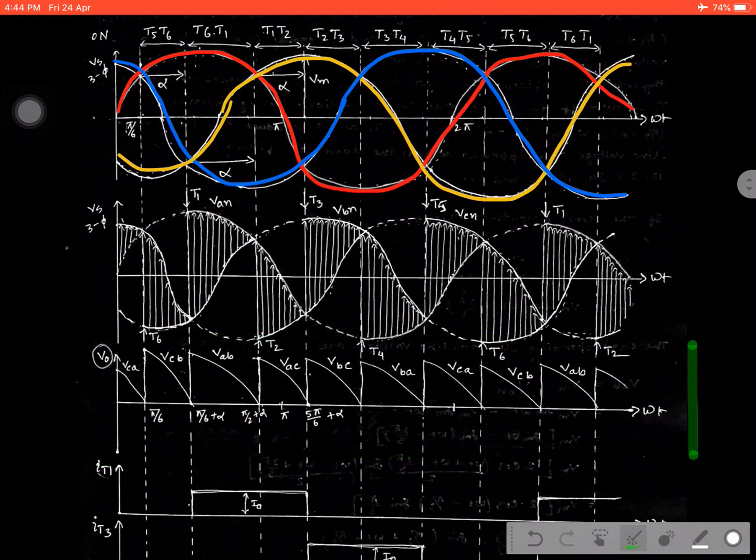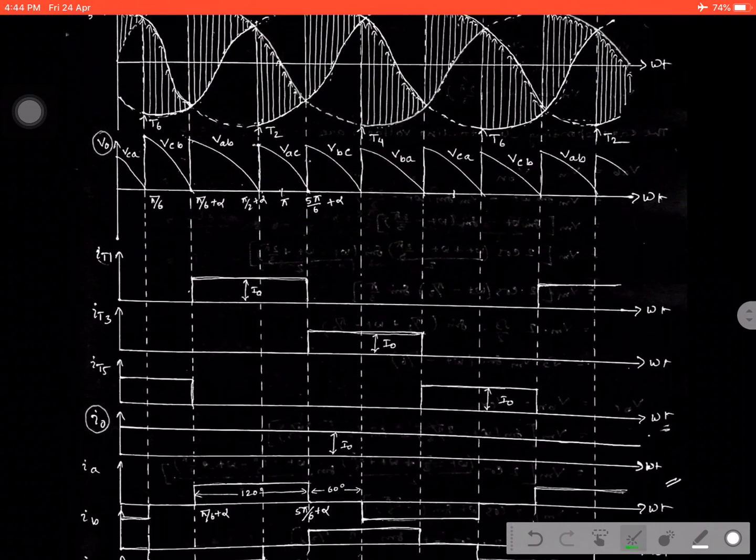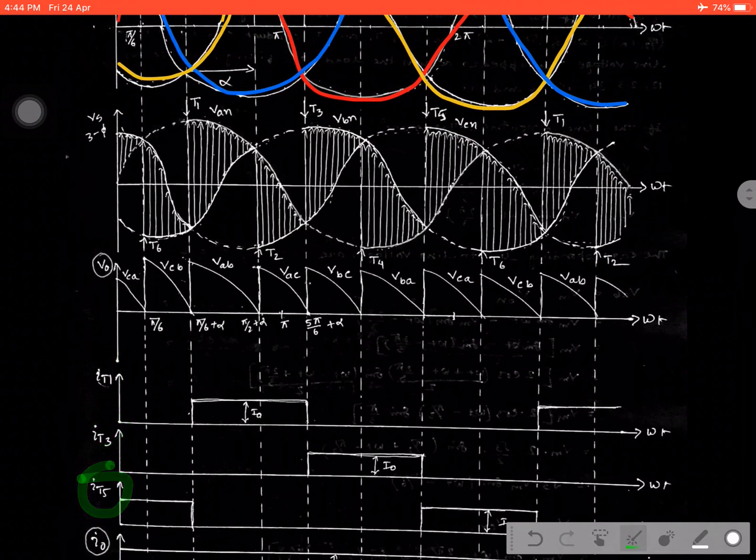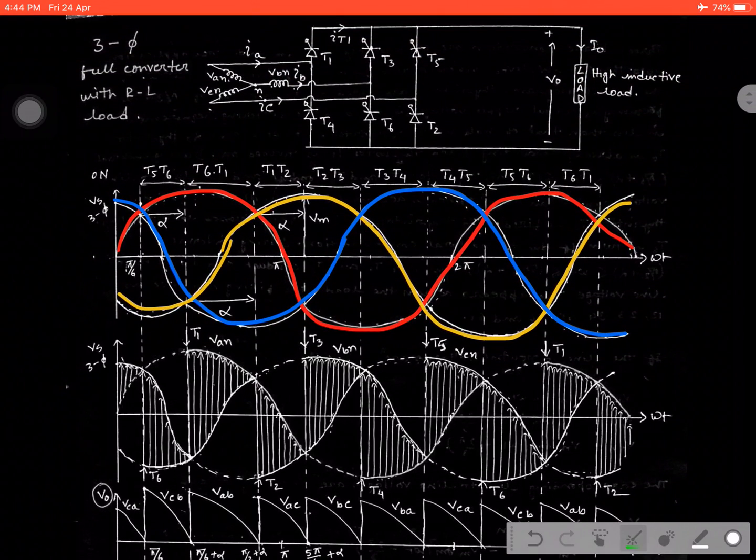Now the output current. This is the output current, which has to be taken from the individual thyristor currents. So go to the circuit diagram again. In this circuit diagram, see, when T1 starts conducting with respect to any other two switches, then the current starts flowing in this direction.